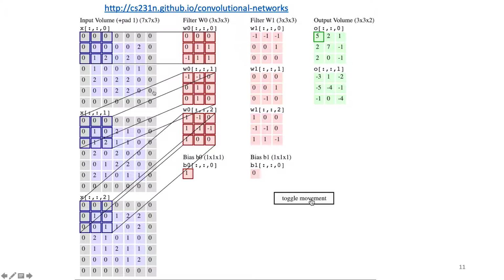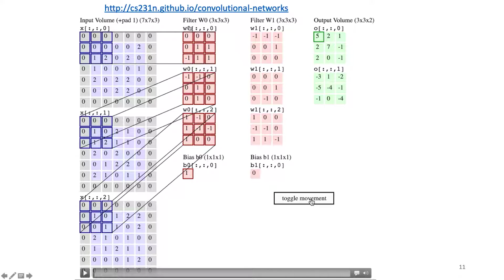All right, so I found this very intuitive animation of a convolutional neural network. It was in the course of Andrej Karpathy, so I left the link here if you want to have a look. In this case, these are our input values. You see all the corners are zero, so they are zero padded, padded with one, so one zero in the corners.